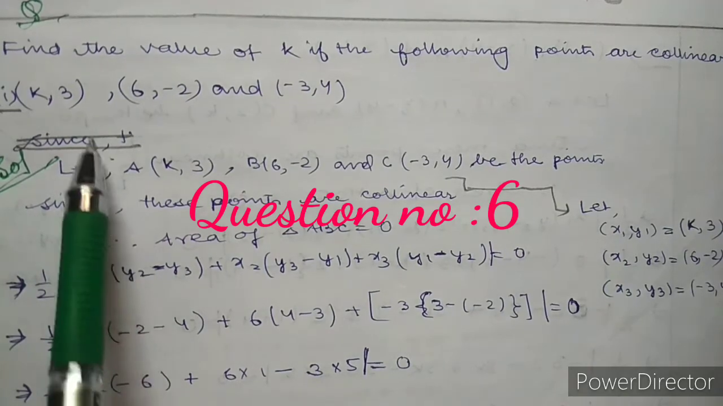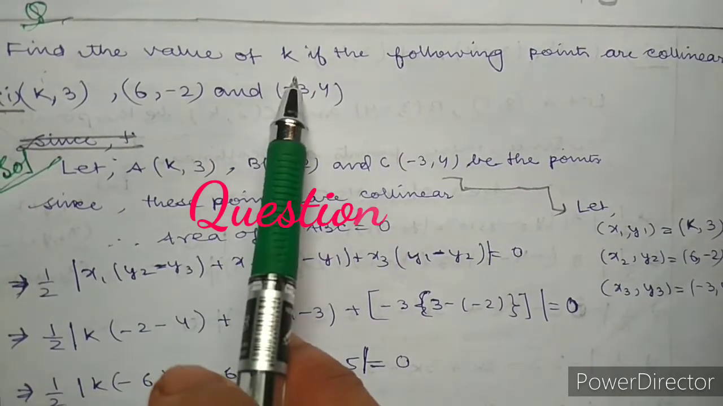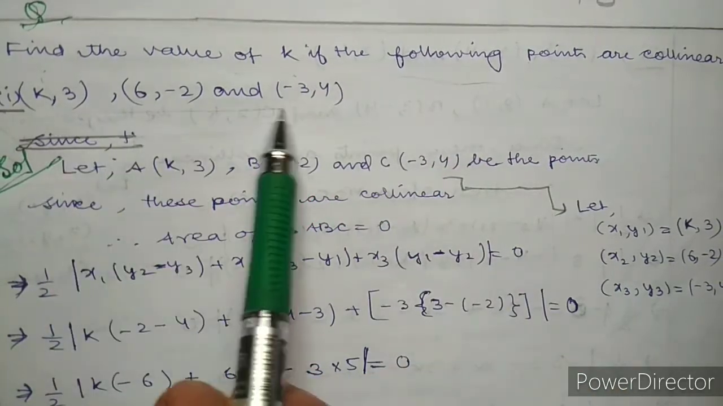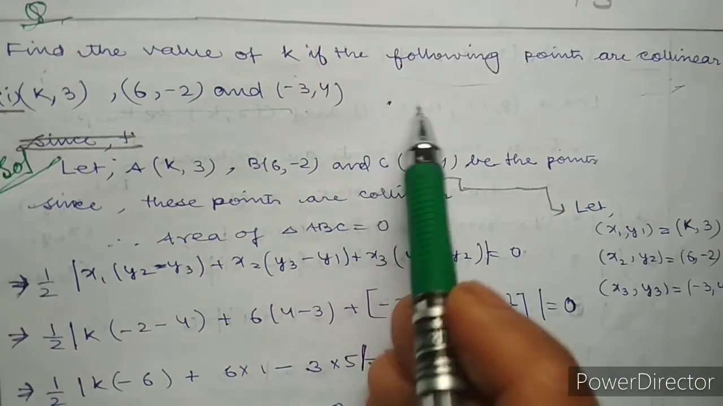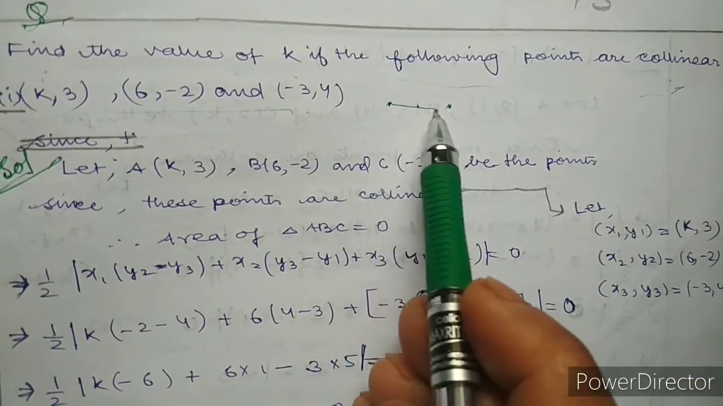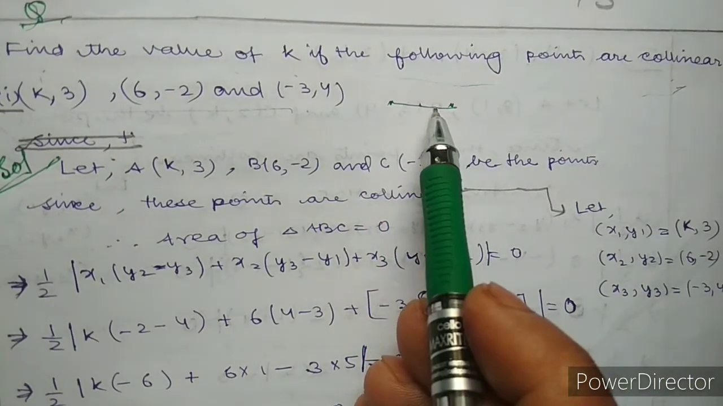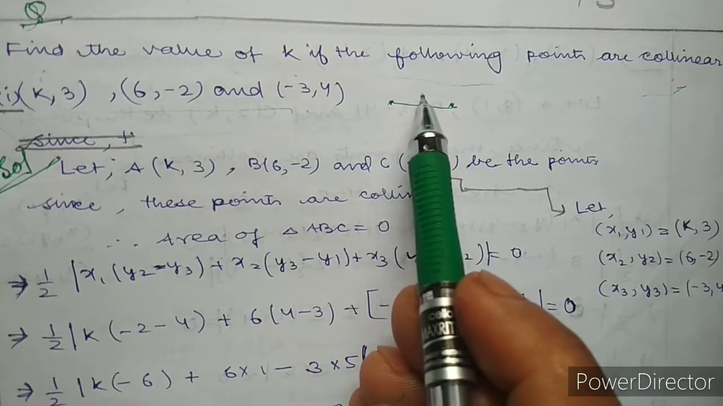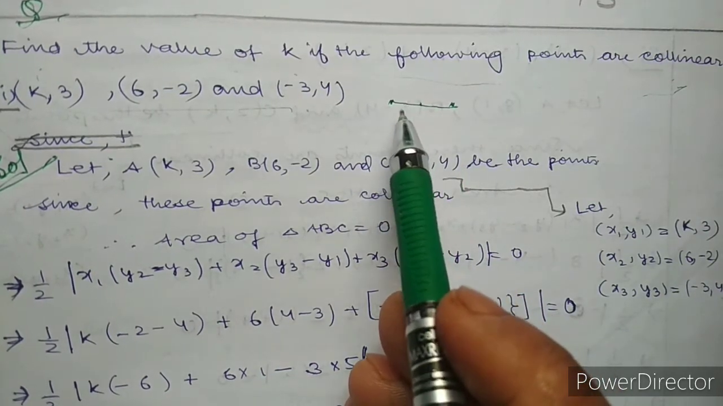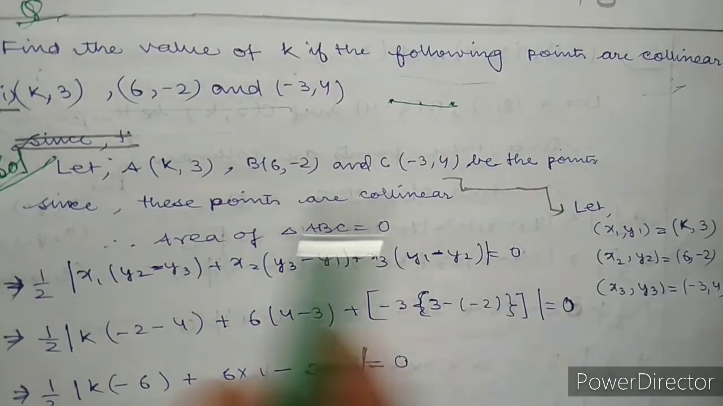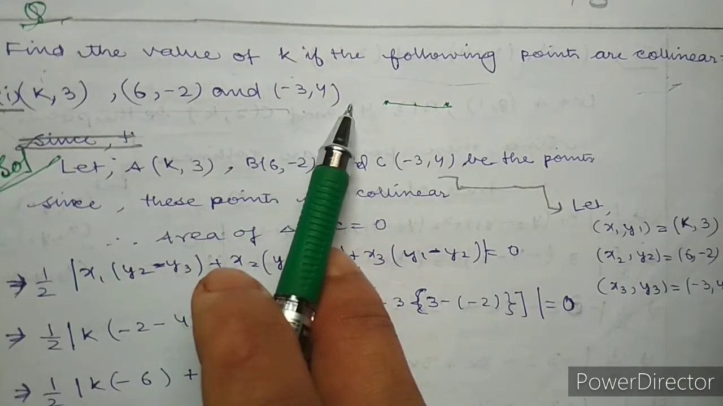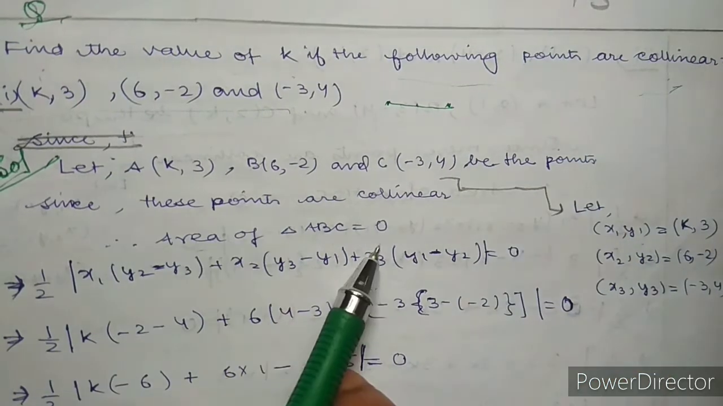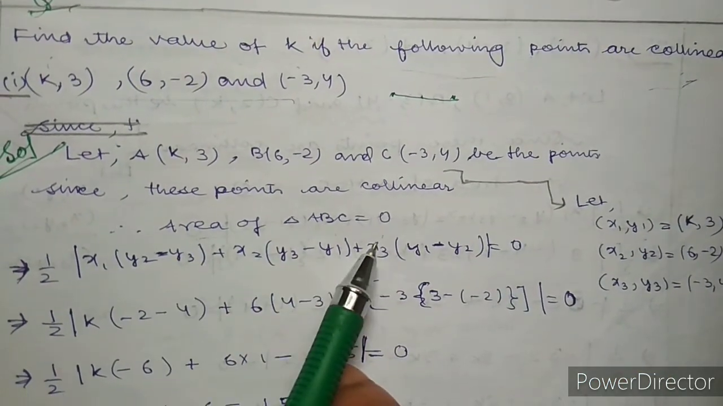Suppose you are having a question like this: find the value of k if the following points, these are points which are collinear. We know collinear means the points are in the same straight line, and since they are in the same straight line, their area must be 0. If you consider this to be a triangle, the area of the triangle will be 0. So here we can consider x1, y1, the first point, x2, y2, x3, y3. Since the points are collinear, we write area of the triangle ABC equals 0.